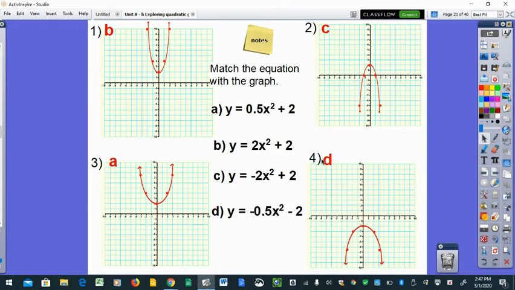I hope this brought back a little bit of Unit 3 and function families and the quadratics, what happens with the a and what happens with the c.